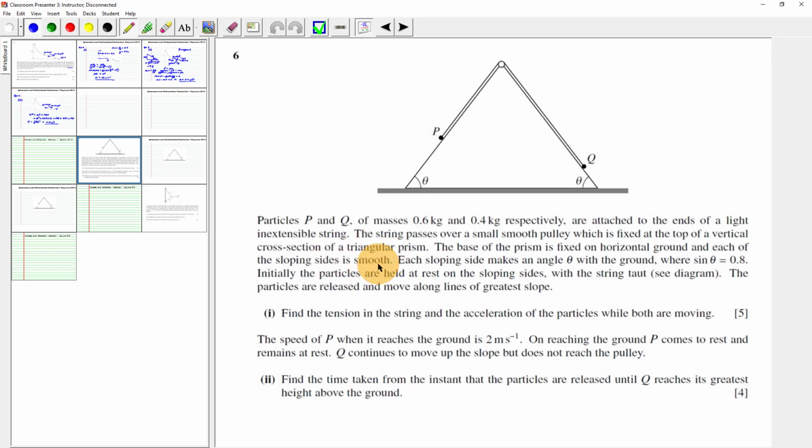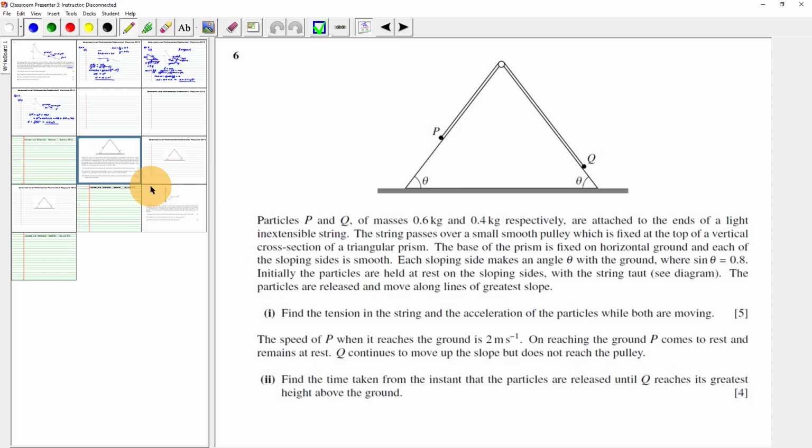So that tells us that there is no resistance, there is no frictional force. Each sloping side makes an angle theta with the ground where sine theta is 0.8. Initially, the particles are held at rest on the sloping sides with the strings taut. The particles are released and move along the lines of greatest slope. Part 1. Find the tension in the string and the acceleration of the particles while both are moving. So the mass of P is 0.6 while the mass of Q is 0.4.